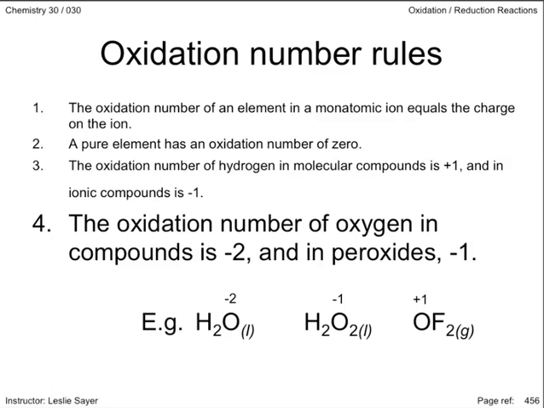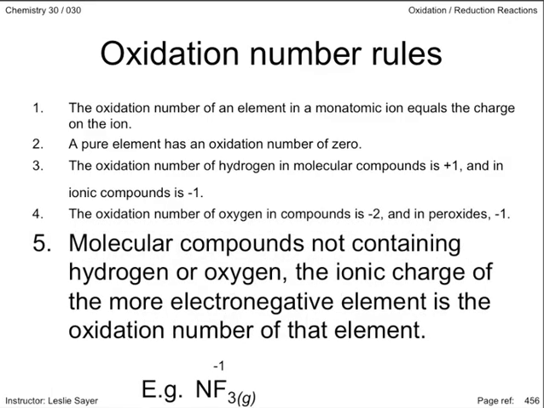What if oxygen is paired with a more electronegative atom? Oxygen difluoride is the only case, since fluorine is the only atom more electronegative than oxygen. Oxygen then loses an electron to each of the fluorines, giving oxygen the oxidation number of +1. Rule number 5. Molecular compounds not containing hydrogen or oxygen, the net ionic charge of the more electronegative element is the oxidation number of that element. In nitrogen trifluoride, the oxidation number of the more electronegative element, fluorine, is the same as the ionic charge, -1.